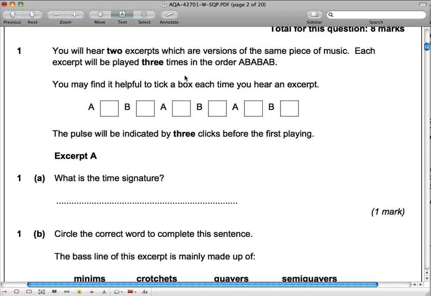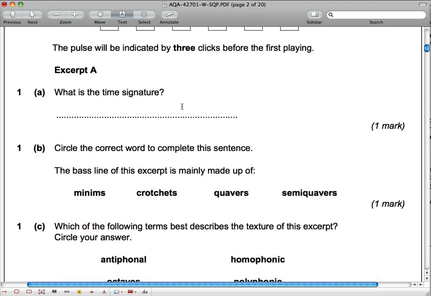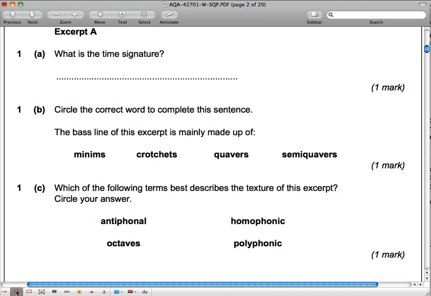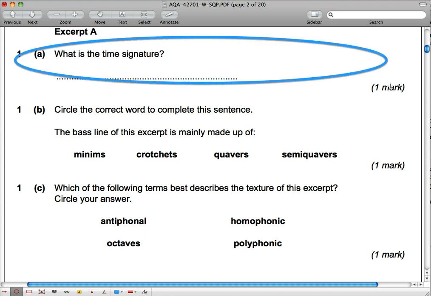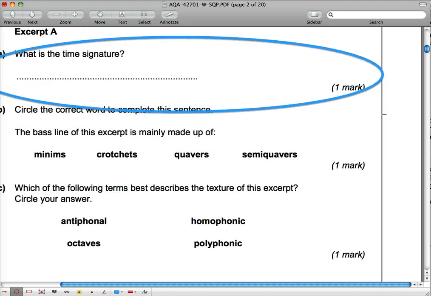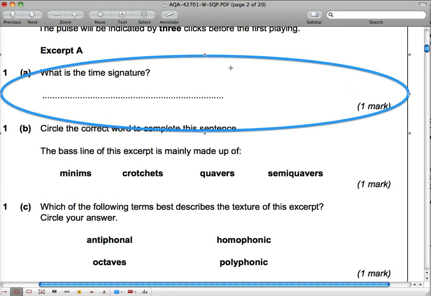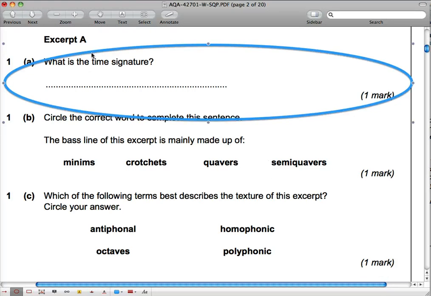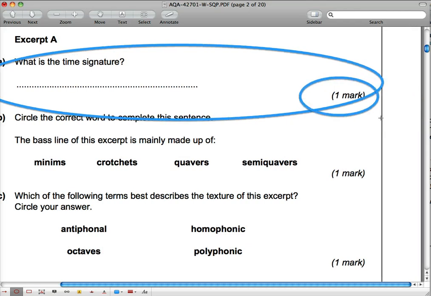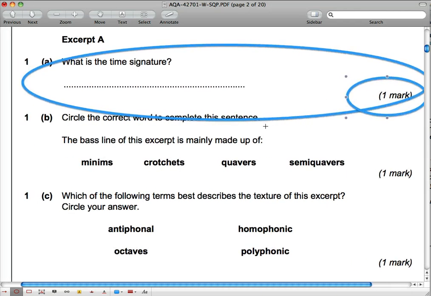So if we scroll down and look at the first page of the exam in this video, we'll see that the first set of information tells you how many excerpts you'll hear, what order they're going to be played in, and it gives you a handy little set of boxes to tick off each time you hear them. The first question here is, what is the time signature? So straight away with the words time signature you should be thinking about meter, how many beats there are in a bar and what type of beat they are. You can see that it's only worth 1 mark, so it's looking for a very simple answer.